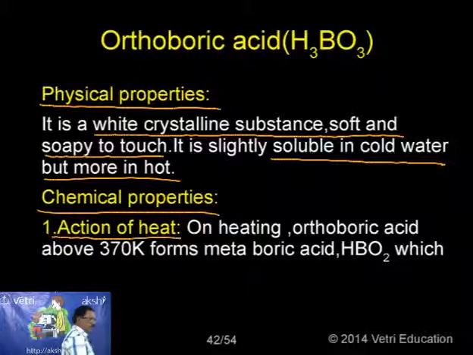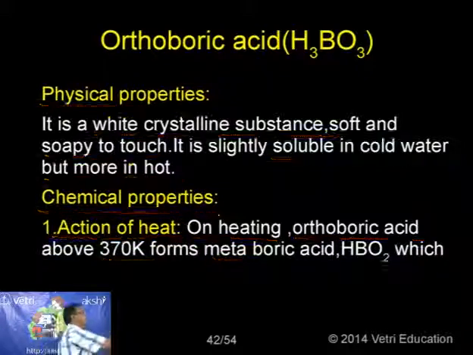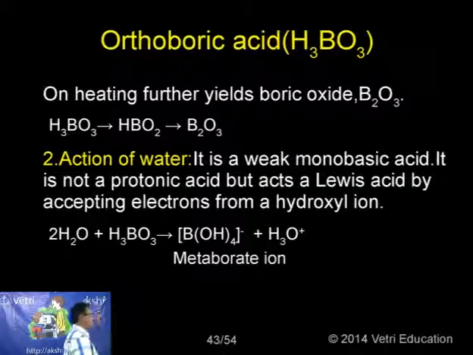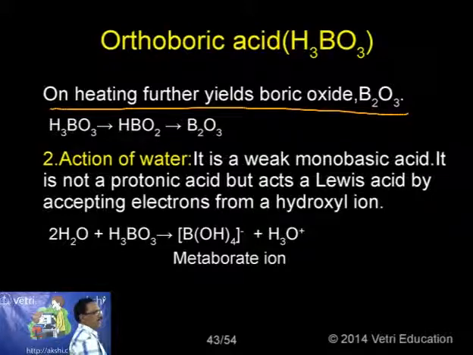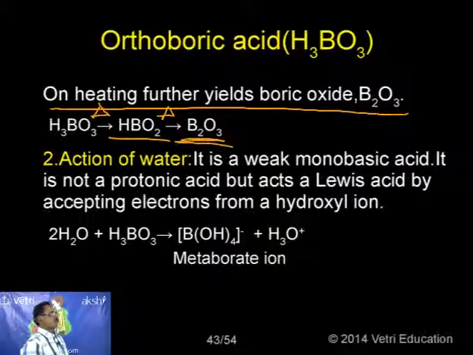Coming to the chemical properties, first the action of heat. On heating above 370 Kelvin, boric acid, or orthoboric acid, forms metaboric acid, HBO2. This metaboric acid on heating further yields boric oxide, B2O3. This is the interesting information.